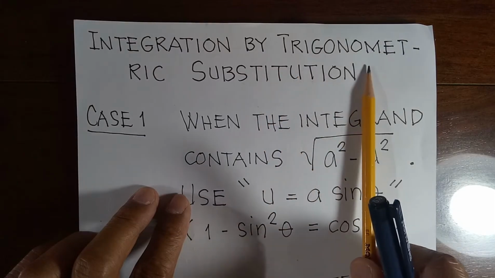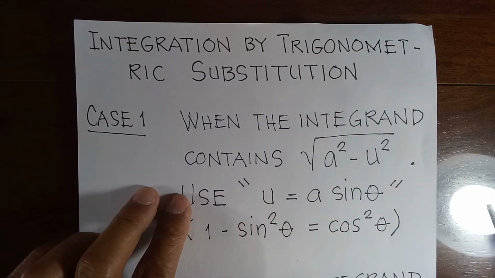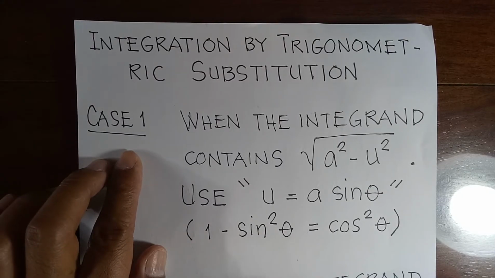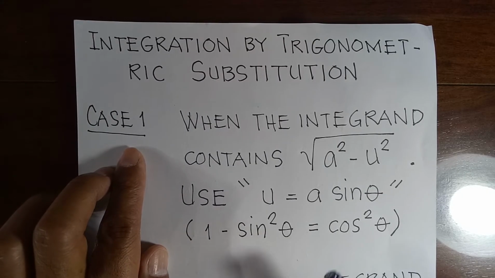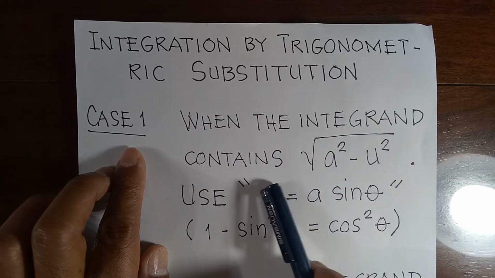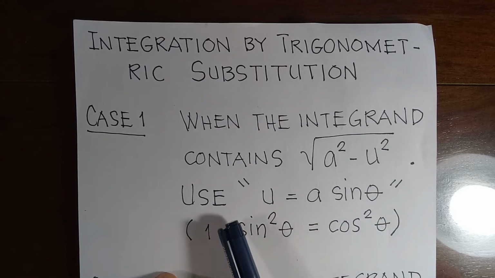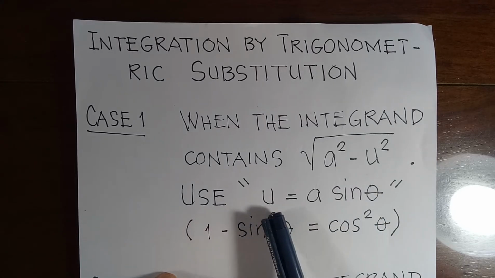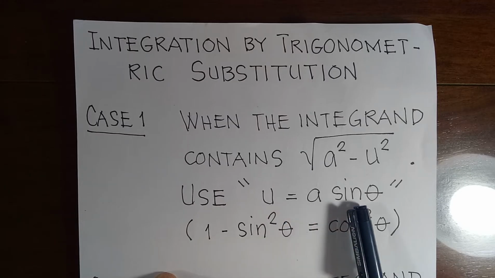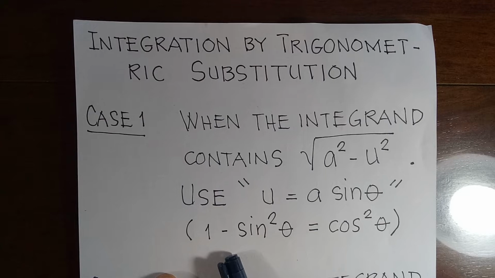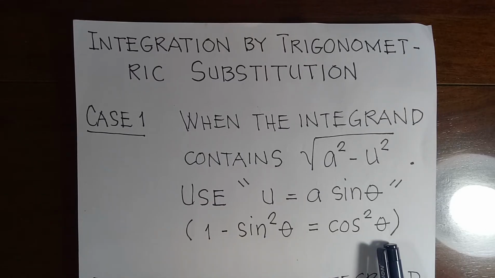Integration by trigonometric substitution. Meron tayong tatlong case ng problems dito, no, sa topic na ito. Ang case number 1, when the integrand contains square root of a squared minus u squared. So, ating substitution ay u equals a sine of theta. Dito sa case nito, gagamit tayo ng identity na 1 minus sine squared theta equals cosine squared theta.